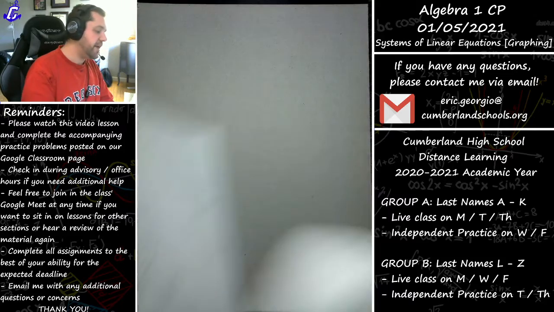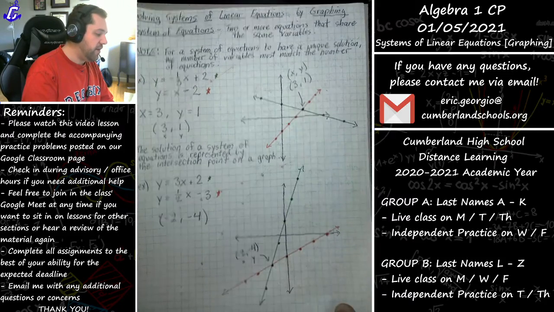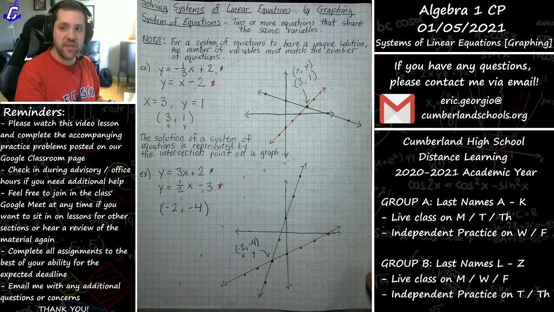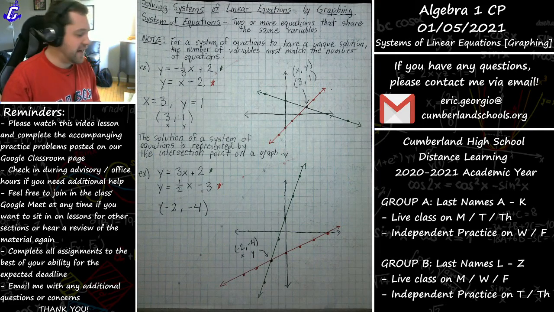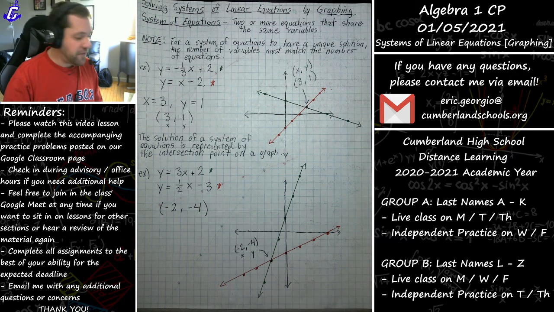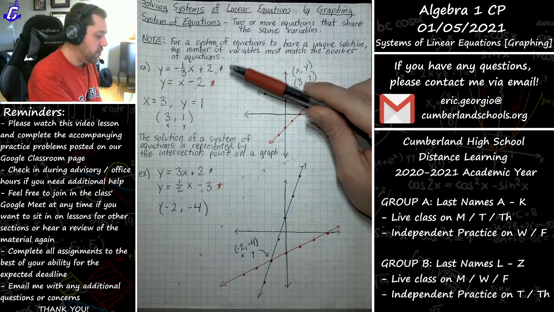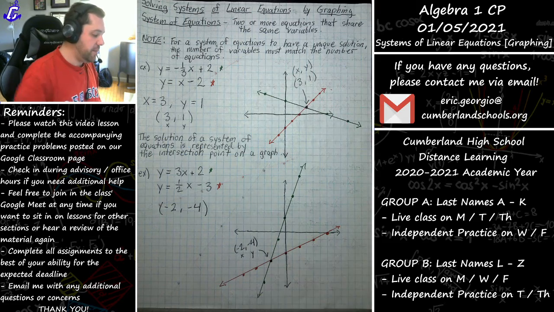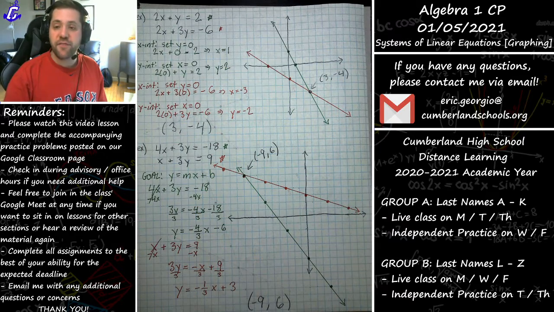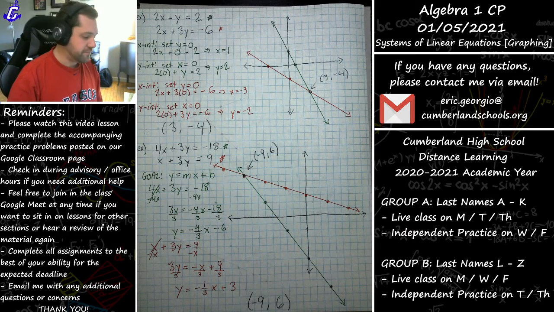So, quick recap. We talked about the idea of a system of equations when you have two equations working together, sharing the same set of variables at the same time. And in order to solve a system of equations by graphing, we really just have to graph both functions on a coordinate plane, like we saw here, and find that intersection point.